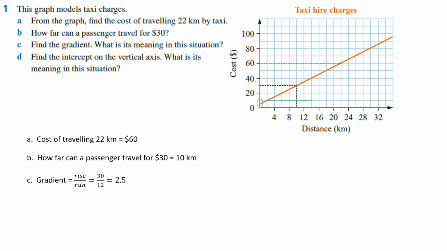Part D. Find the intercept on the vertical axis. What is its meaning in this situation? So we can see that it intersects the vertical axis at about 5. Okay, I've circled it there. Now the vertical axis intercept is the taxi fare flagfall. What that means is it's how much it costs for the taxi to come. The taxi hasn't gone anywhere yet, but it's $5 before you even travel anywhere. So the vertical axis intercept is how much it costs before you travel anywhere, and it's $5.